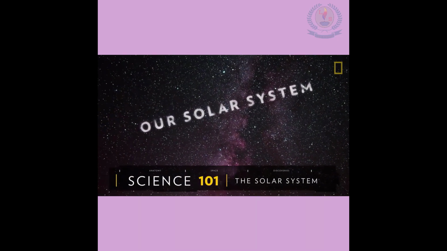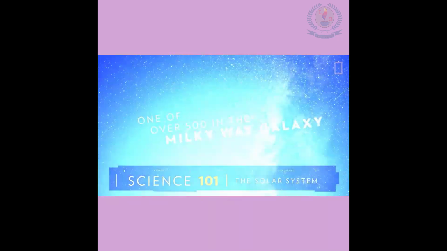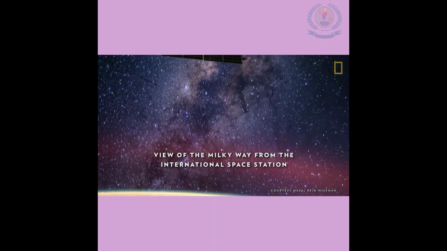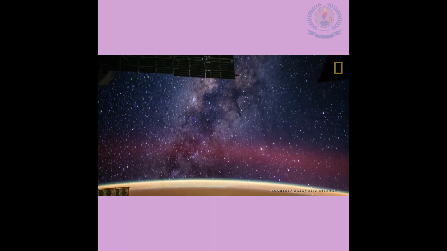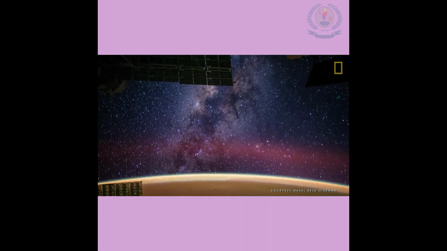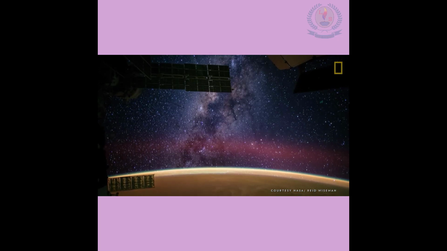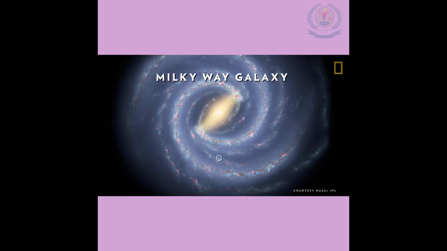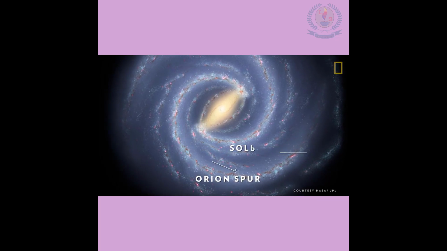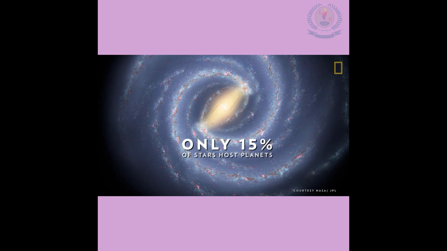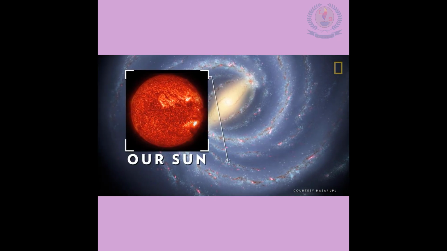Our solar system is one of over 500 known solar systems in the entire Milky Way galaxy. The solar system came into being about 4.5 billion years ago when a cloud of interstellar gas and dust collapsed, resulting in a solar nebula, a swirling disk of material that collided to form the solar system. The solar system is located in the Milky Way's Orion star cluster. Only 15% of stars in the galaxy host planetary systems, and one of those stars is our own Sun.